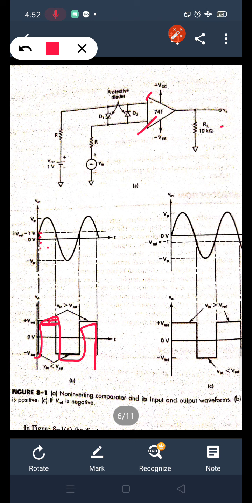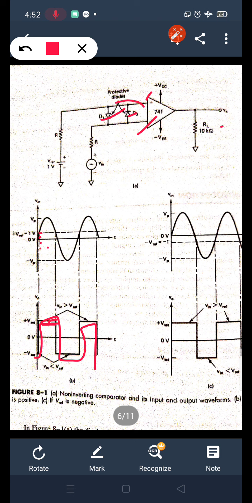So these are the cases for the non-inverting comparator, how it works, and let us observe some facts in our circuit. Here two diodes are provided. These diodes D1 and D2 operate like a clamping circuit, as they clamp the differential input voltage to plus 0.7 or minus 0.7 volt and protect against excessive input voltage.